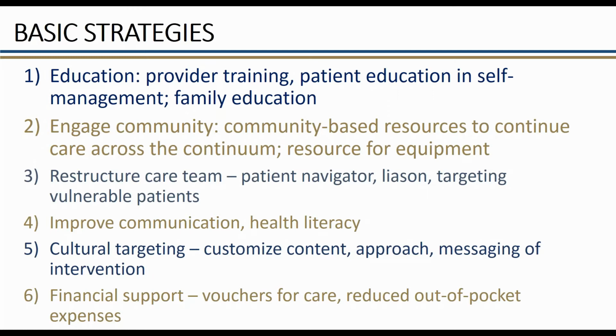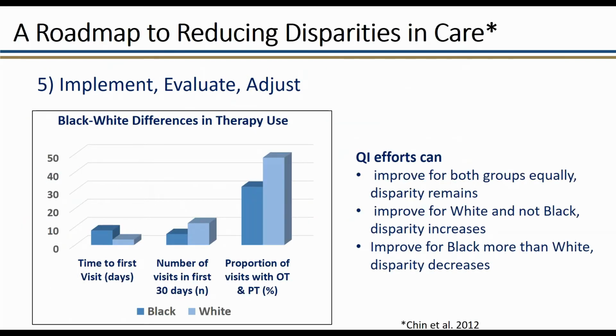There are some insurance companies that will give some vouchers for care or reduce out-of-pocket expenses for the financially vulnerable. There are pro bono clinics. Again, if patients can't access formal care for rehab, they could potentially go to a senior center or the Y and get involved in a group exercise class that would be less costly. And then as you're doing this, you want to implement these strategies, evaluate and adjust.